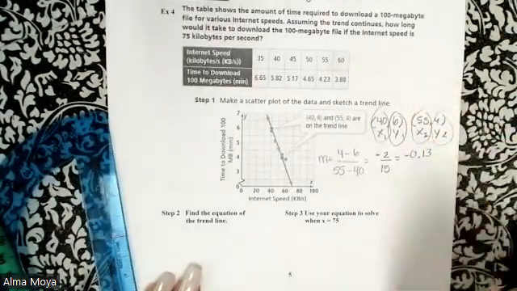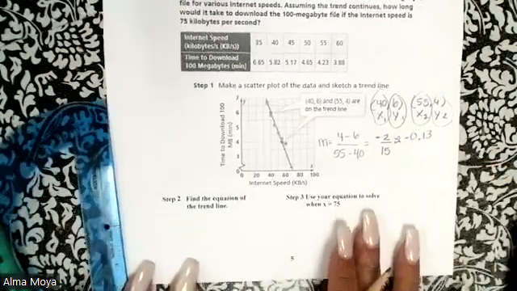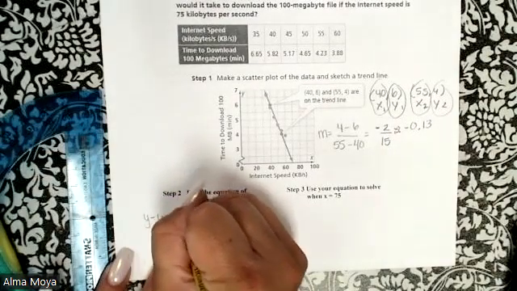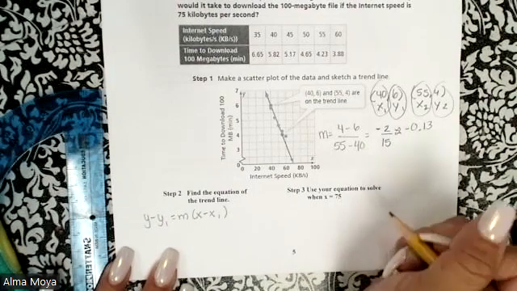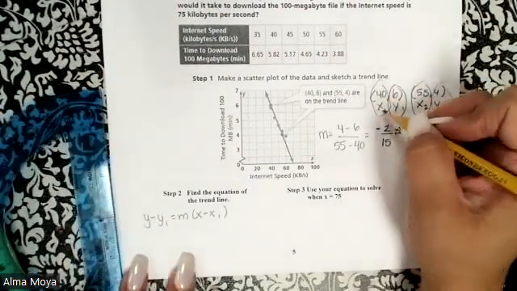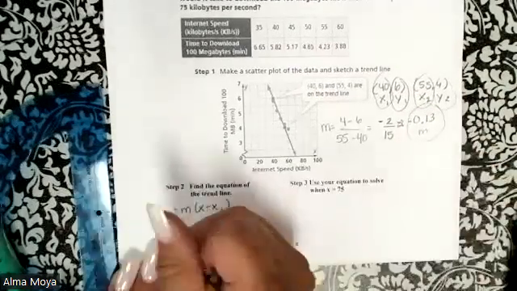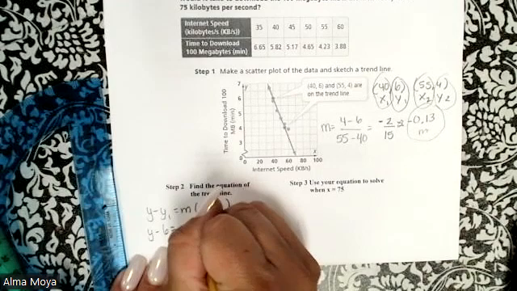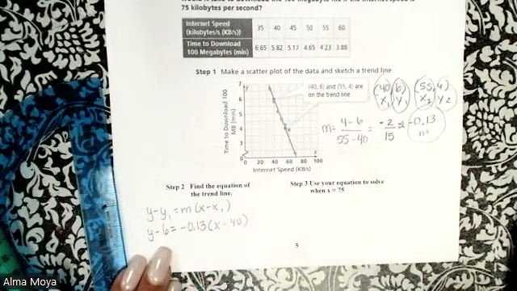Or 0.13, sorry, 0.13. And that's approximate because we were rounding. So when we write the equation, once again, we have y minus y1 equals m times x minus x1. I'm going to go ahead and use this one as my x1 and my y1, and this is going to be your m right here. So we have y minus 6 equals -0.13 times x minus 40.